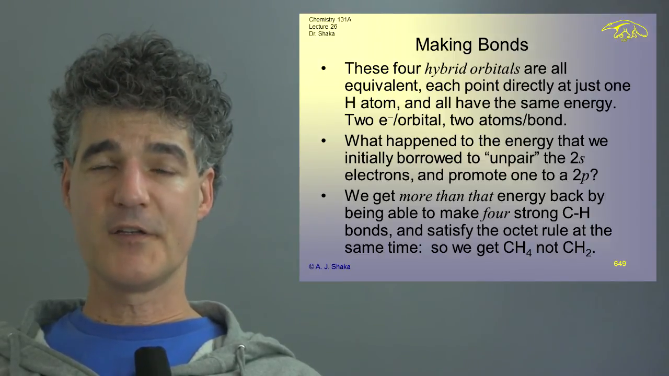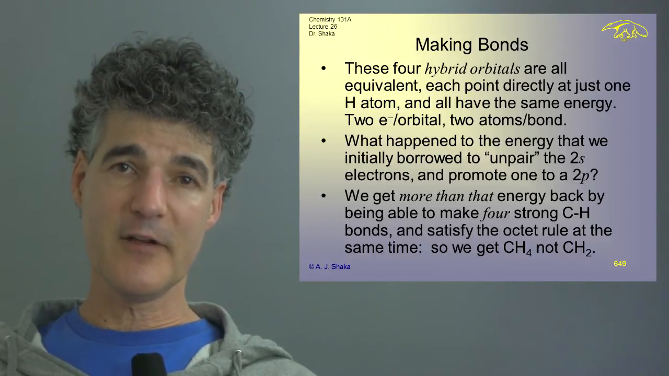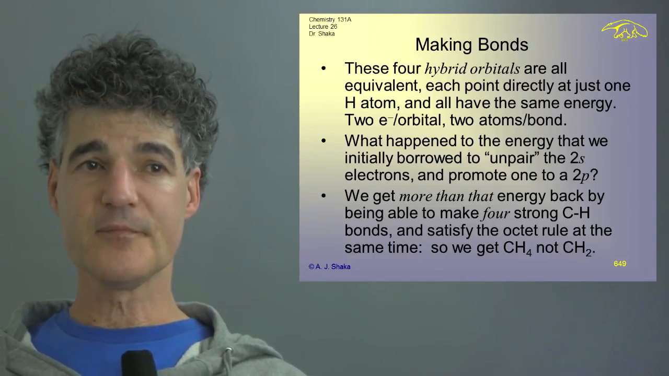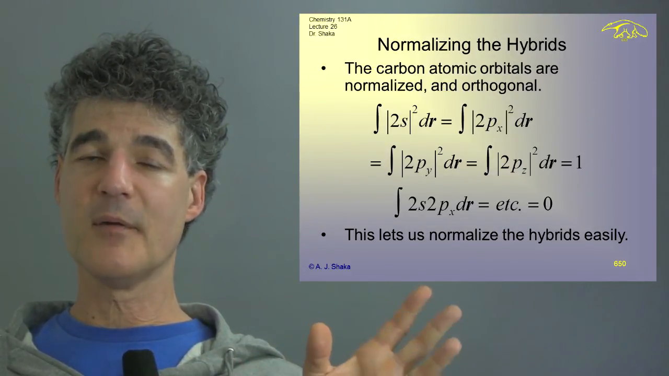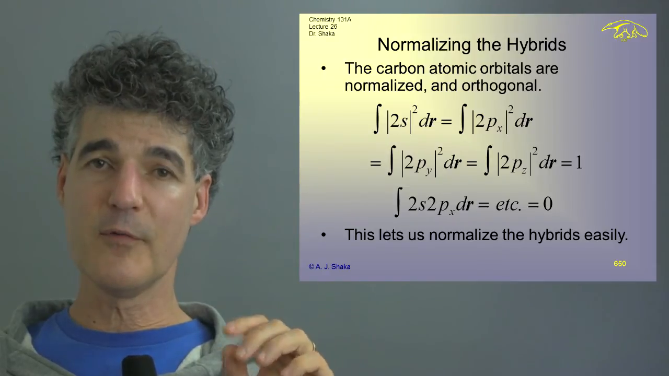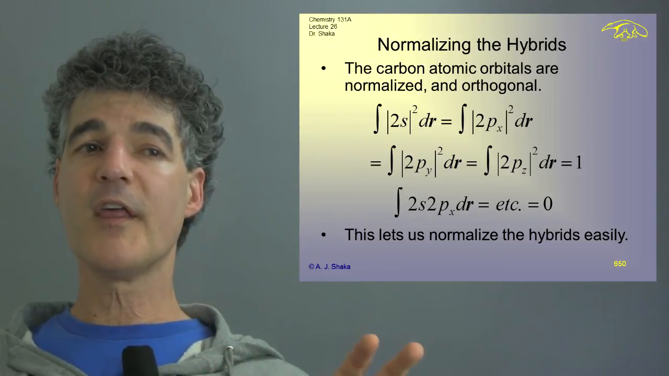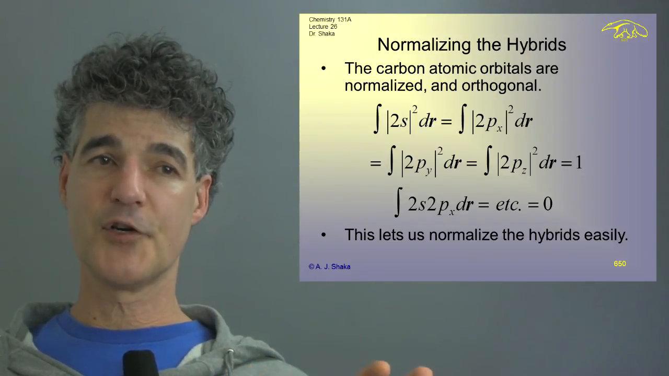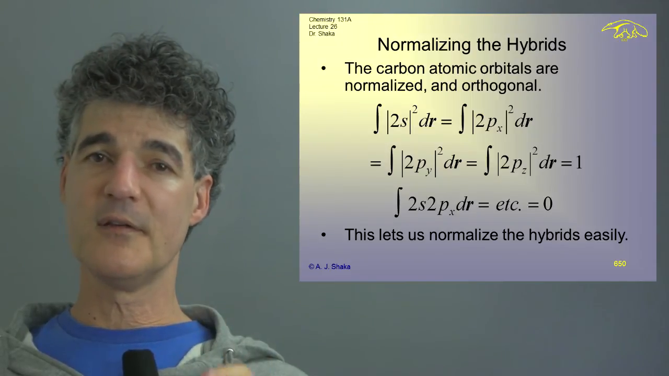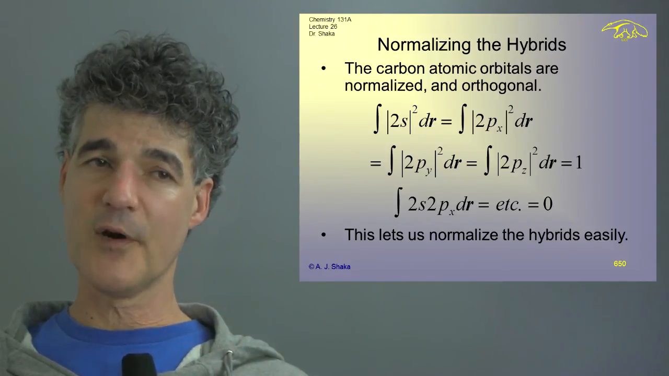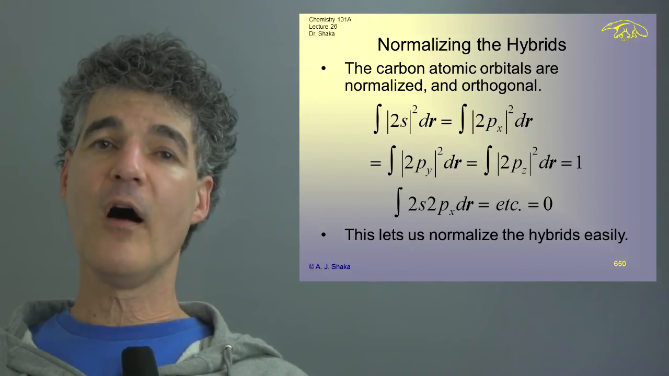So we get CH4 and not CH2, and we get 109.5 and not 90 degrees. The carbon orbitals, of course, whatever they are, have some complex mathematical form. We haven't solved for them. We just drew some qualitative shapes. But whatever they are, they're normalized, that's for sure. And so they're all normalized. The integral of 2px squared or 2s squared is 1 over all space. And they're all orthogonal.